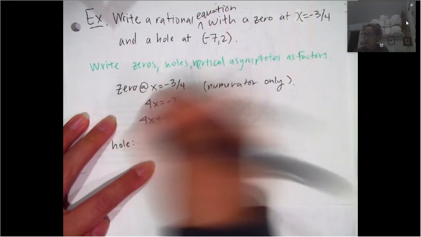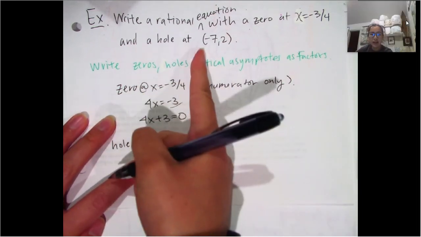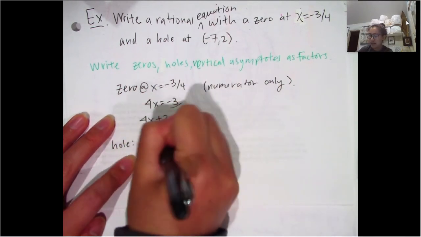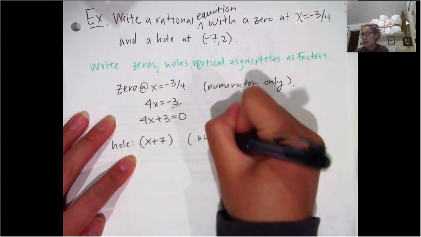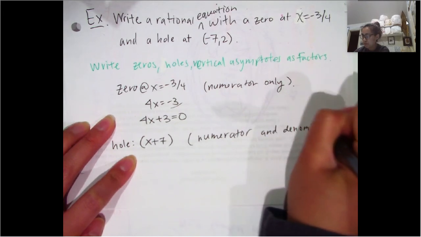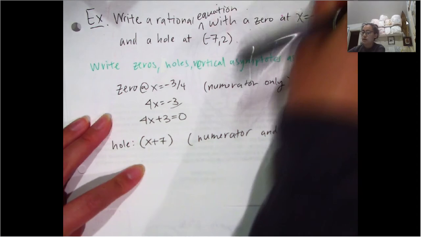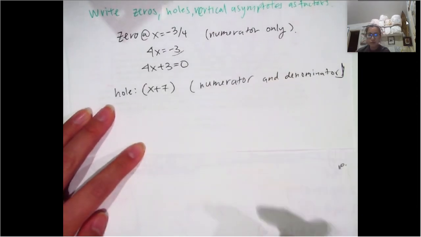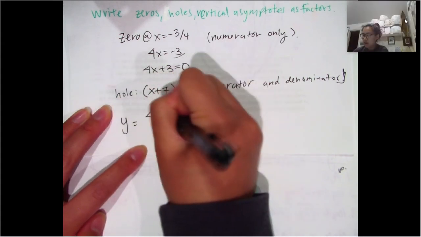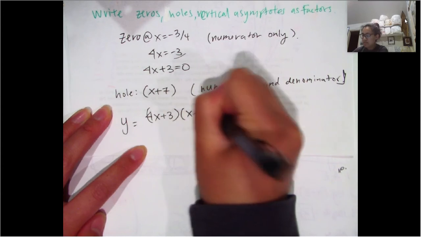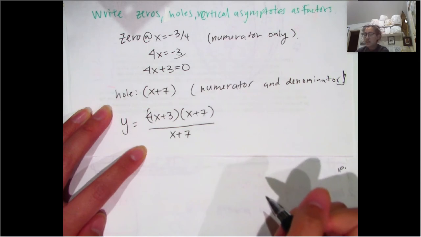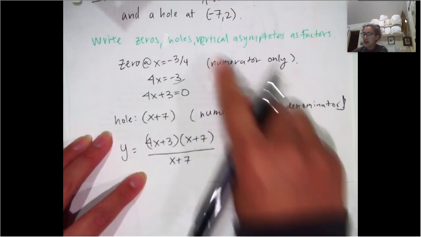And for the hole, that would be only considering the x coordinate of it, which would be -7. That's going to be x plus 7. And then that's going to be in the numerator and denominator. Okay, so we write our equation, and we have y equals (4x plus 3) times (x plus 7) all over (x plus 7).